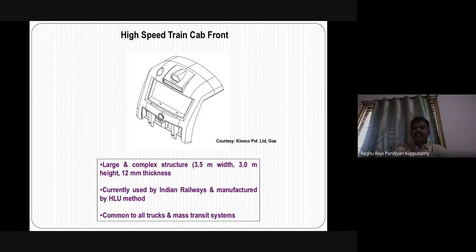So, component selection. We have selected a large and complex structure, the high speed train cab front. You can see it is 3.5 meter width, 3 meter height and 12 mm thickness. It is currently used by Indian Railways and manufactured by hand layup method only. This structure may be used for all other trucks and mass transit systems, so this will be a replica for other complex structures also.